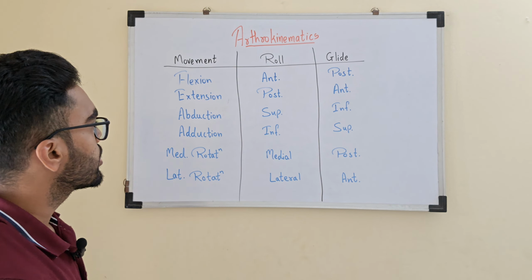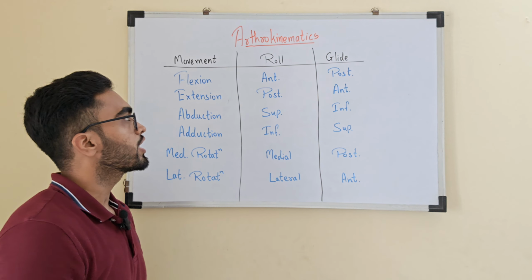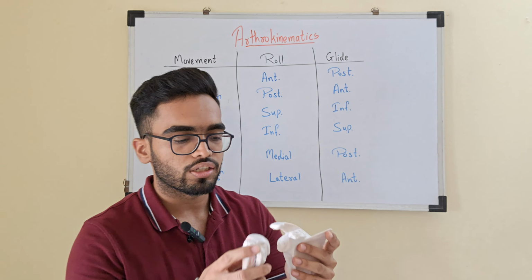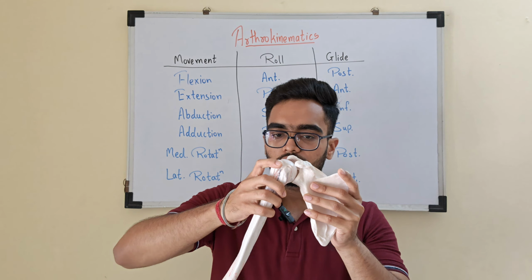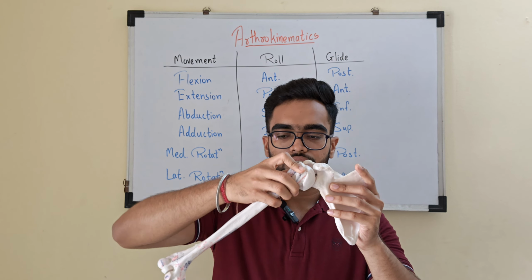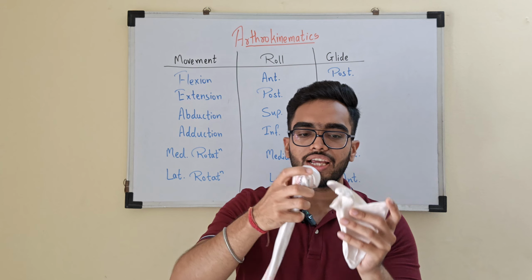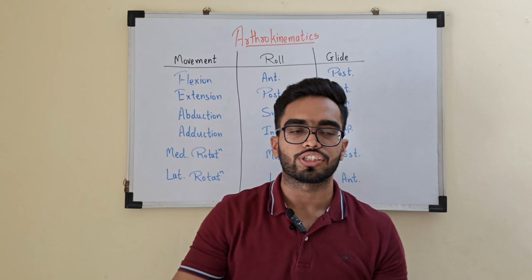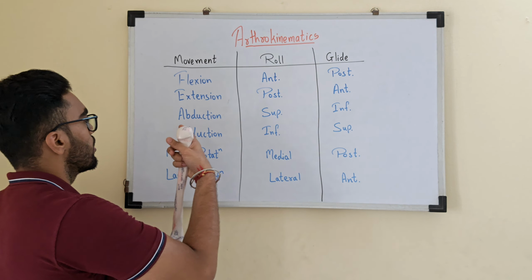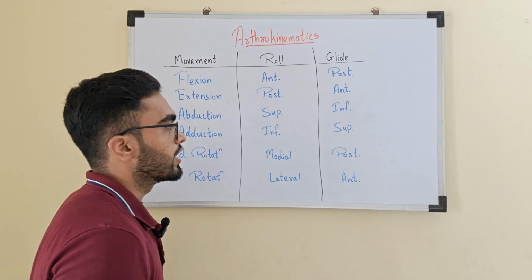For abduction and adduction, the roll is in superior direction and the glide is in inferior direction. So abduction, after doing lateral rotation, it is rolling in the superior direction while it is gliding in the inferior direction. And the opposite, during adduction, the roll is in inferior direction while the glide is in superior direction.